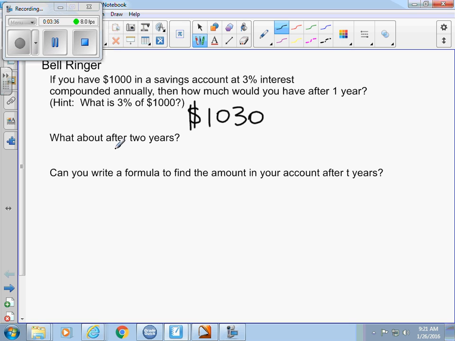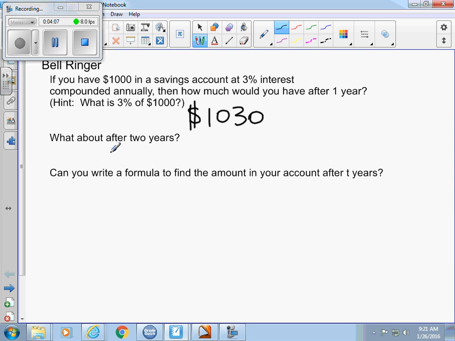What about after 2 years? What would you do? Would you want your new savings amount to be calculated in your new percentage? Because do I have $1,000 anymore? No. How much do I have now? I have $1,030. If the bank doesn't give me the interest on that 30, I'll be a little bit upset, right?